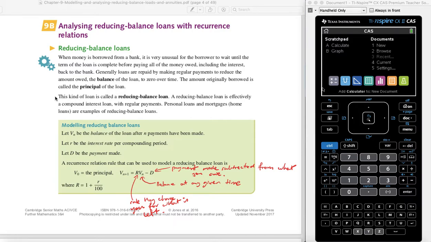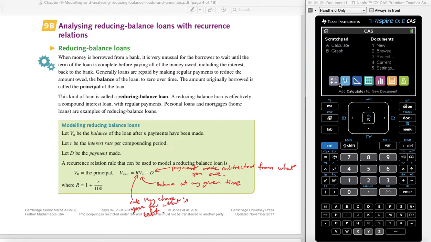Generally, loans are repaid by making regular payments to reduce the amount owed, the balance of the loan, to zero over time. The amount originally borrowed is called the principal of the loan, we've covered that a lot. This kind of loan is called a reducing balance loan. A reducing balance loan is effectively a compound interest loan, which you've been very good at, but this one has regular payments. It's a bit like how after each pay, your mum and dad probably pay a bit into their home loan. Personal loans and mortgages, home loans, are examples of reducing balance loans.